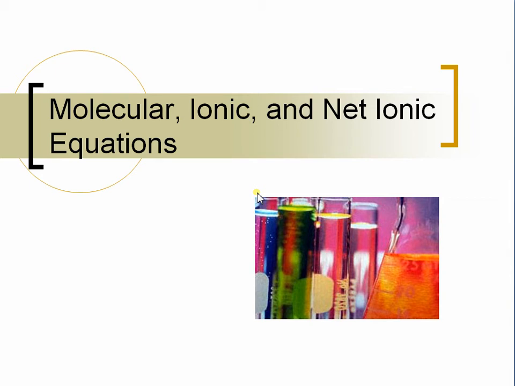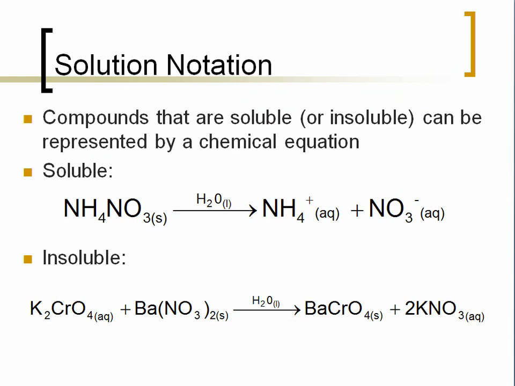All right, on this podcast, we'll be talking about molecular, ionic, and net ionic equations. So, just to recap on solution notation, remember that for solutions, it's important to understand what state they're in. Something that's considered soluble, which means that it breaks into ions, we write as aqueous. Here we have ammonium nitrate. We dissolve it in water, and it forms two ions, ammonium ions and nitrate ions, and we write that by the aqueous here.